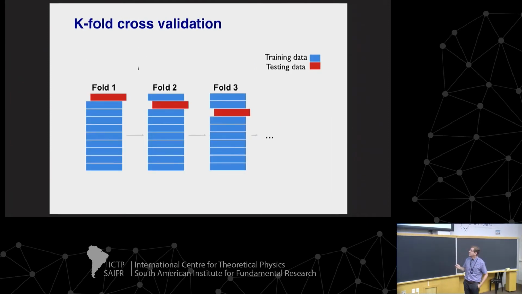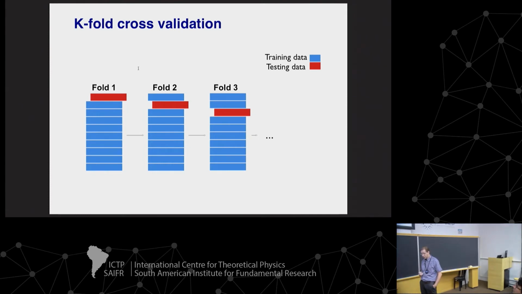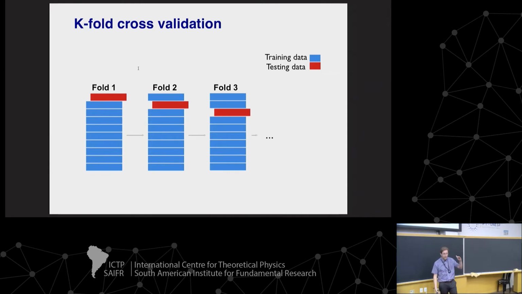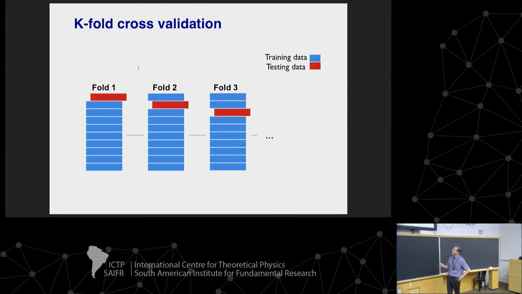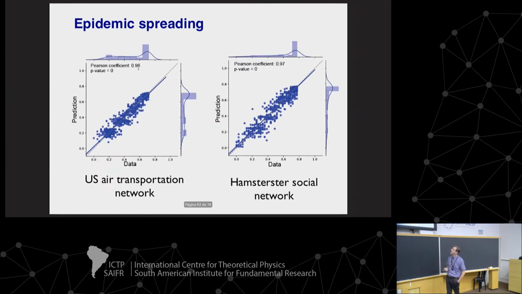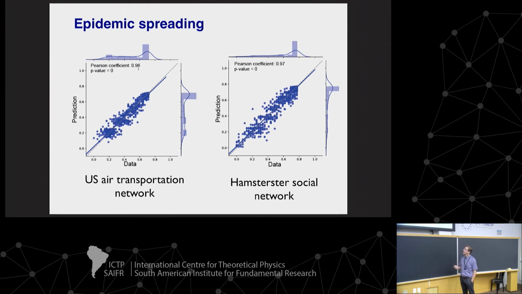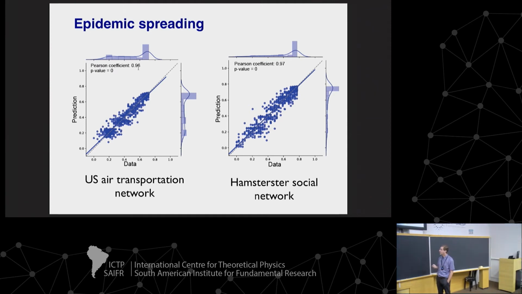To select these training examples, we use k-fold cross-validation. What k-fold cross-validation does is divide the data set into different folds, use one fold for testing and all the other folds for training, okay? By performing this approach, here you can see the data, here you have the prediction, and this line is the ideal prediction. Then you can see that you can get very good prediction for epidemic spreading, okay? So the prediction is very accurate for epidemic spreading.